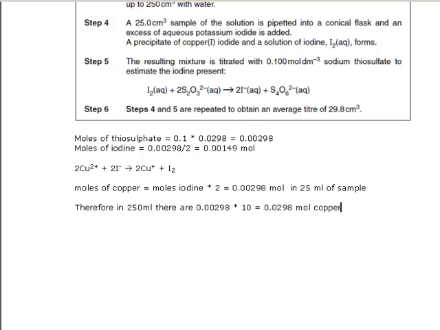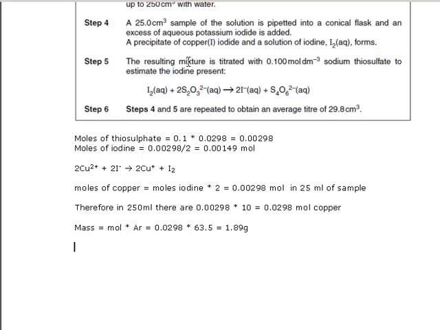Okay, we've got the moles of copper, which makes it a simple job now to get the mass of copper. Mass is equal to moles times the atomic mass, AR, which is equal to 0.0298 times 63.5. We need a calculator for this. 0.0298 times 63.5 comes to 1.89, or 1.892 grams. 1.89 will do. Three significant figures, grams.